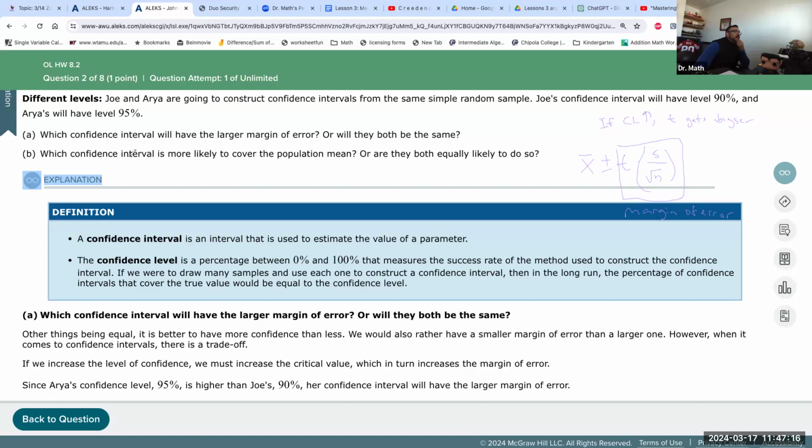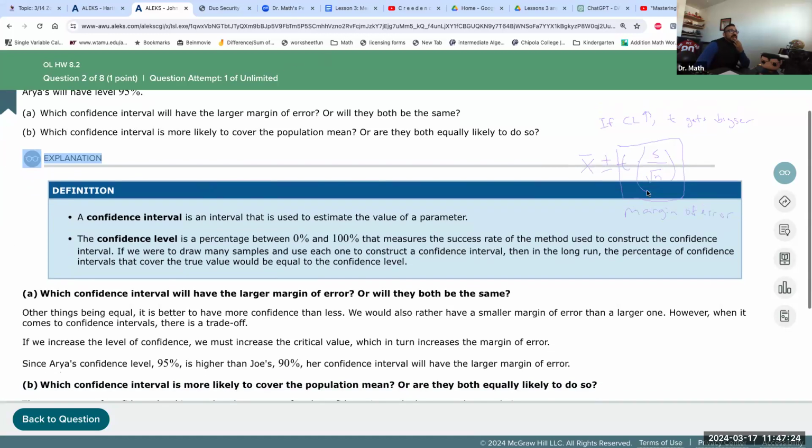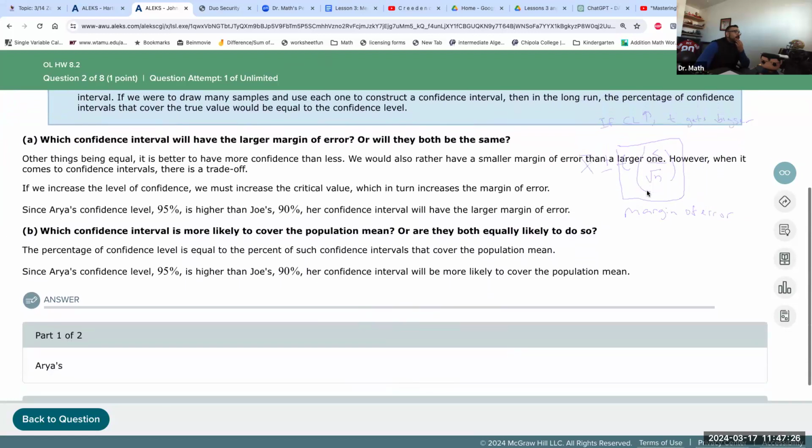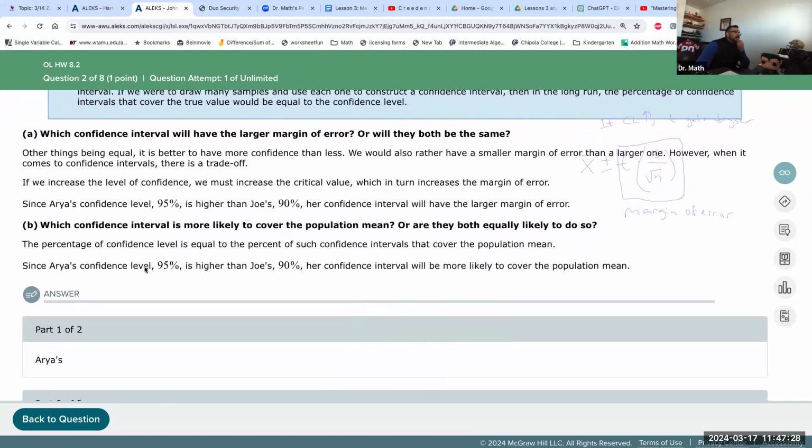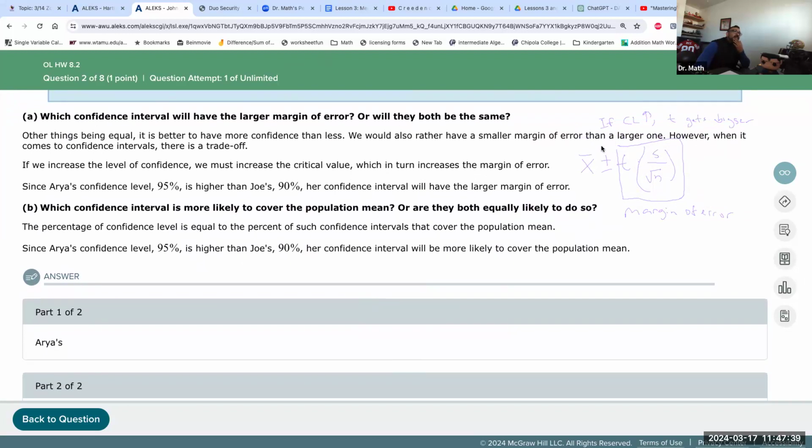Part B: which confidence interval is more likely to cover the population mean? Again, we just stay consistent with that formula. It says, since this confidence level 95% is higher than 90%, her confidence interval will be more likely to cover the mean. Basically, because this is bigger now, there's more likelihood that this is going to cover the true population mean.